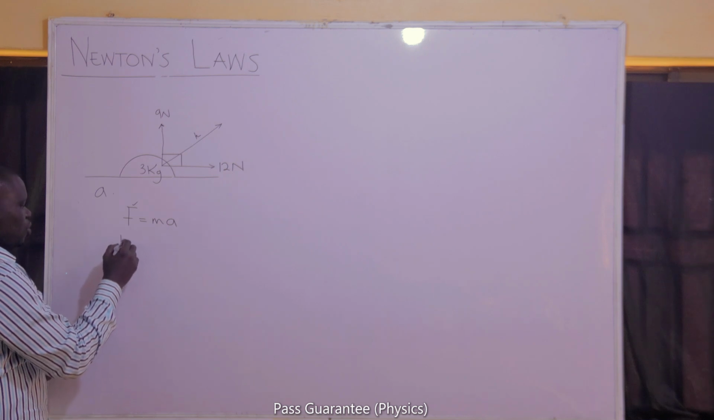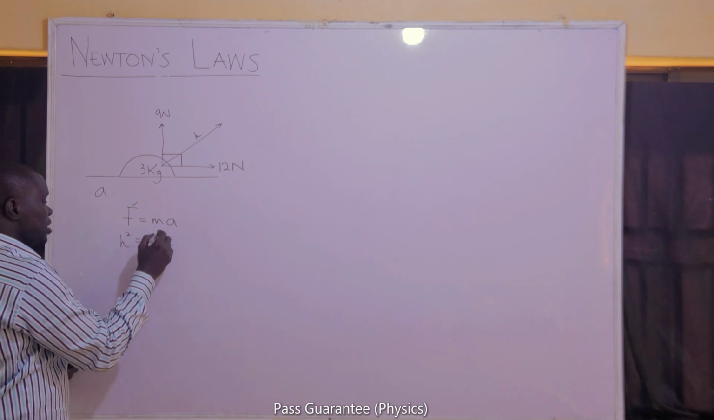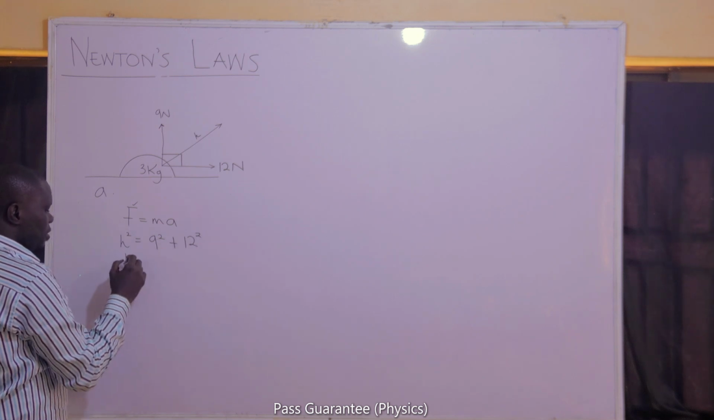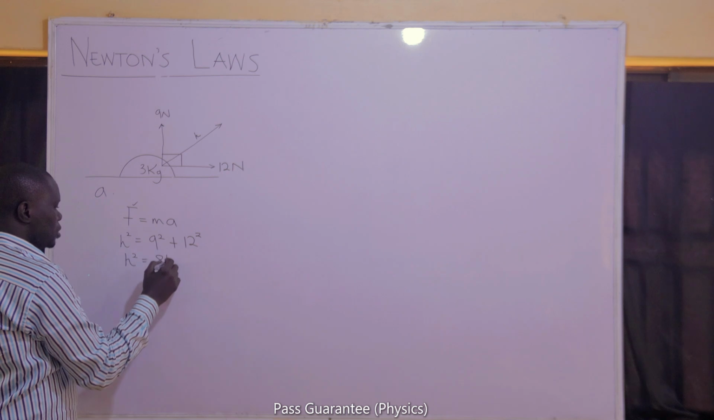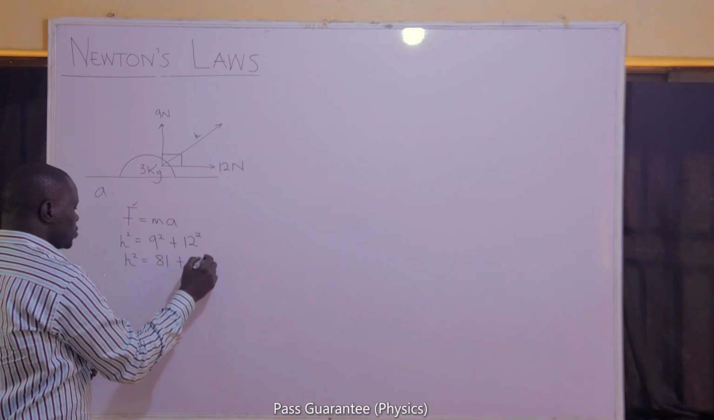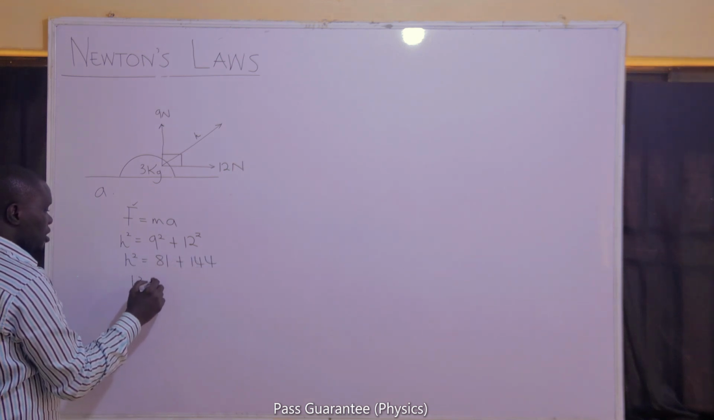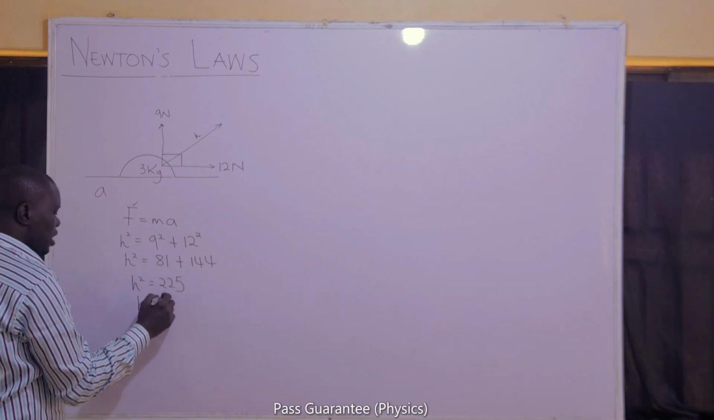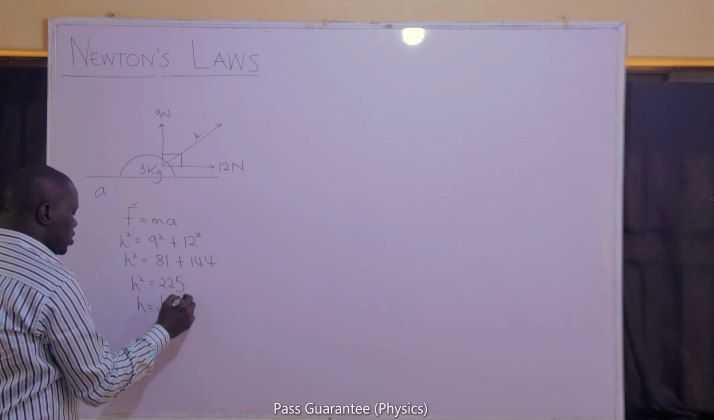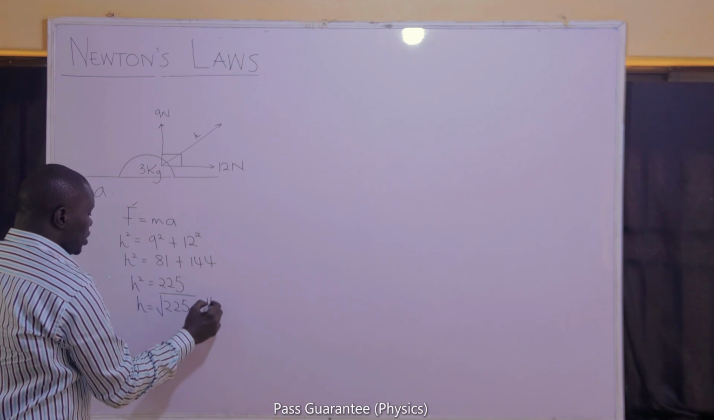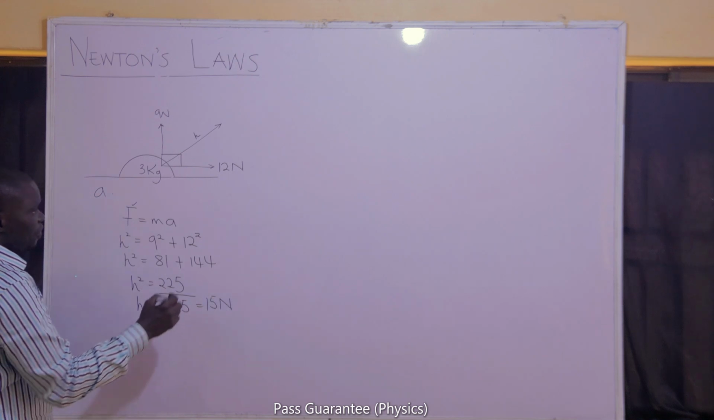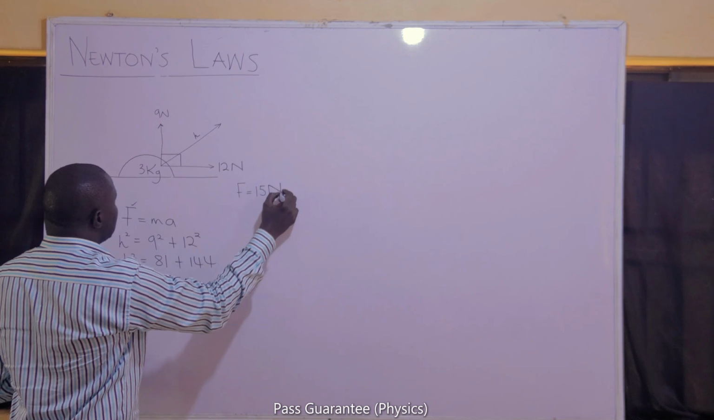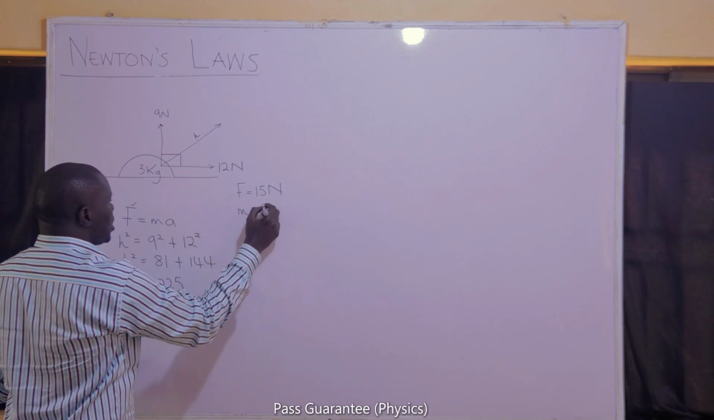So we have h squared is equal to 9 squared plus 12 squared. So we have h squared is equal to 81 plus 144. We have h squared is equal to 225. h must be the square root of 225, and that should clearly be 15 Newton. So if I know the force that is necessary for the acceleration to be 15 Newton, I expect the mass of that object to be 3 kg.